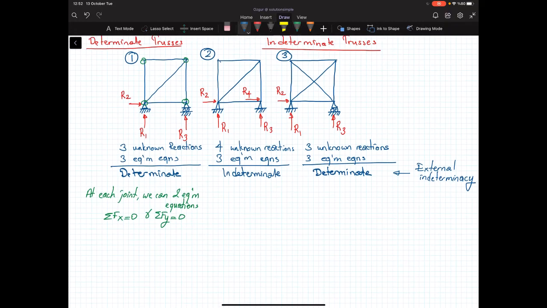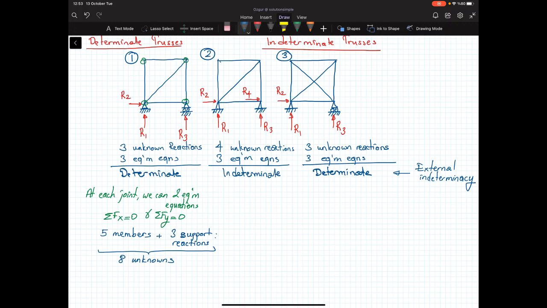So, how many member forces do I have? In the first structure, I have 5 member forces. I got 5 members, right? For each member, I have an unknown axial load. Plus, I got 3 support reactions. So, for this case, I have a total of 8 unknowns.